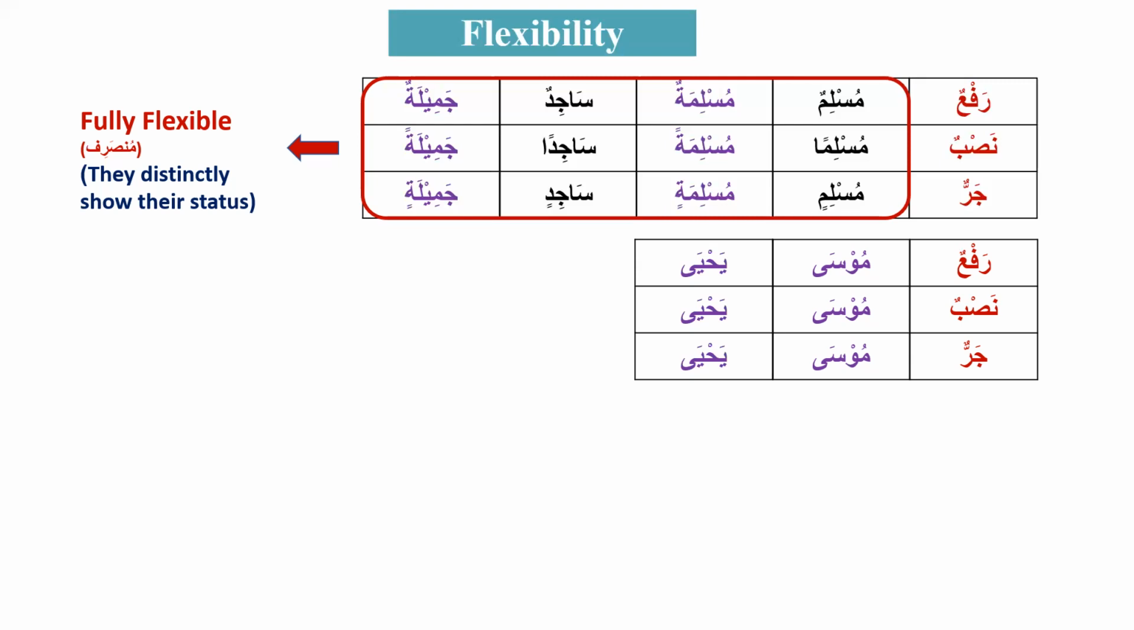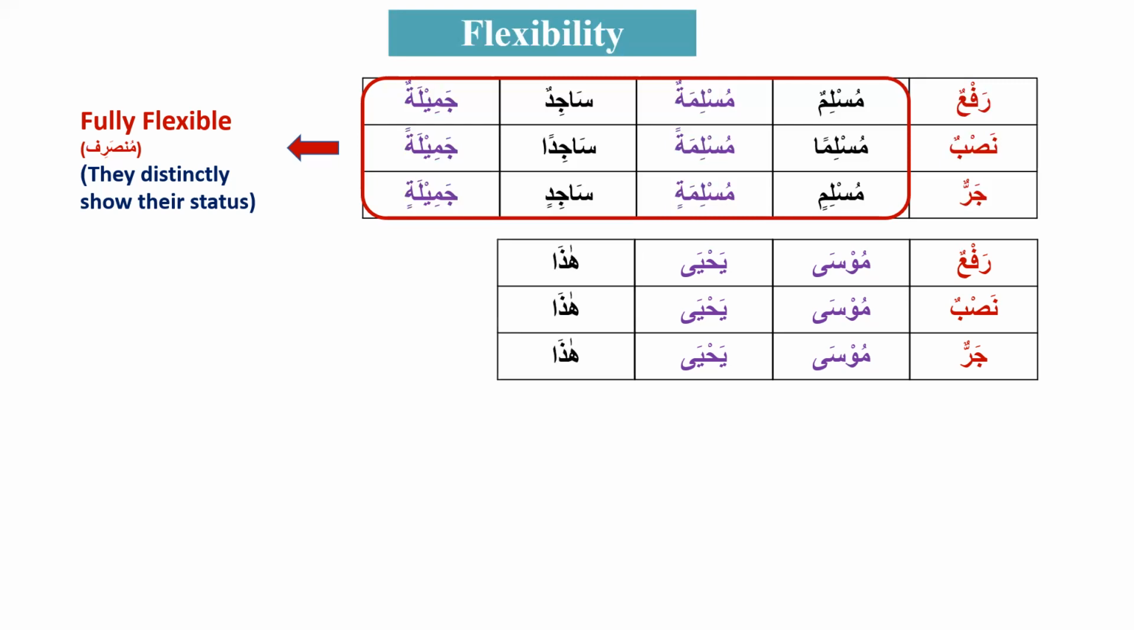It is not Yahyu, Yahya, Yahyi. No, Yahya is always Yahya. So when you see Yahya and somebody asks you what is the status, it could be Rafa, could be Nasab, could be Jar. And its role in the ayah will tell us what status it is in. So the other words in the sentence around it, before and after, can help us identify the status. But just by looking at the word itself, you will not be able to tell what status it is in.